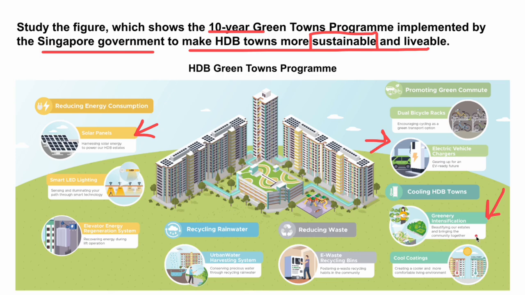Same thing with greenery intensification. All you see here is beautifying our estates and bringing the community together. Great! It sounds like a social sustainability thing, but remember again, our question is about environmental sustainability. So other than beautifying the area, what else does greenery bring? Greenery actually lowers temperatures because it doesn't absorb as much heat as concrete. So in the end, you get a cooler area, cooler buildings, and you don't have to use as much energy to regulate temperatures in the buildings. So you save energy, therefore it contributes to environmental sustainability.